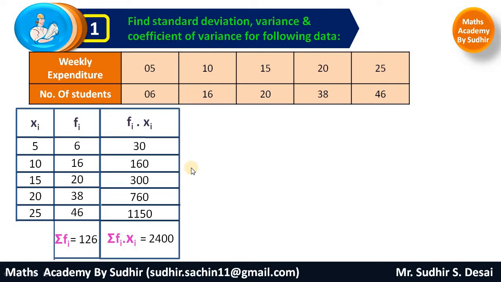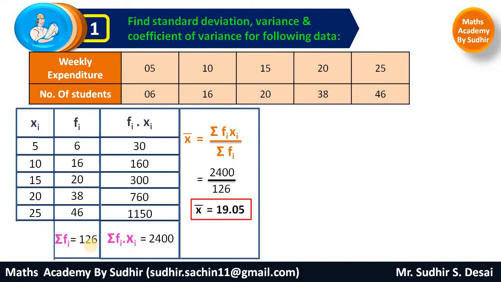Now let us find the formula for mean, which is denoted by the letter x bar. In the numerator, sum of the last column, summation fi xi, and in the denominator, sum of frequency, summation fi. So let's put the values. x bar is equal to summation fi xi, 2400, divided by summation fi, 126, and by using a calculator we will get mean x bar equals 19.05. Write your answer up to 2 decimal places. Okay, so the first part is complete.